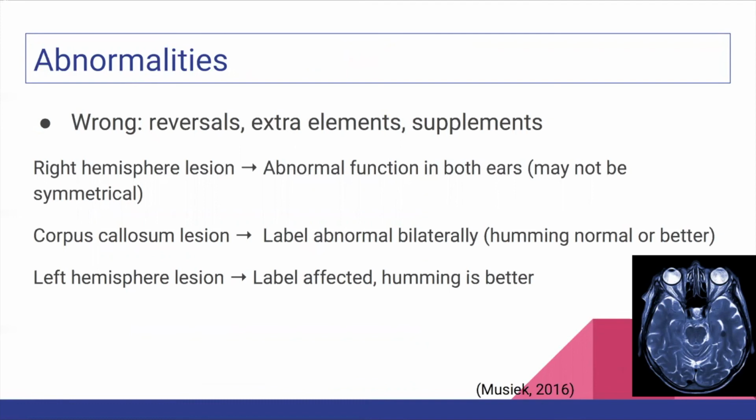So if they have a right hemisphere lesion, they're going to have abnormal function in both ears. So even if they're not symmetrical, they're both going to be abnormal. If they have a corpus callosum lesion, then the labeling part of this test is going to be abnormal in both ears. And the humming will be either normal, or if it's not, then it's going to be better than the labeling. And if they have a left hemisphere lesion, then the labeling is also going to be affected. And again, the humming score will be better.